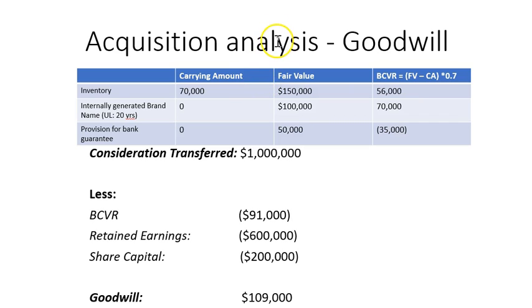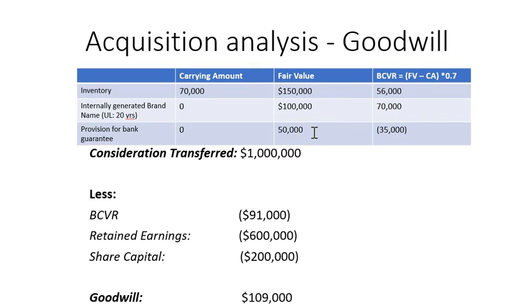So we start off with our acquisition analysis. Again, we need to calculate the BCVR for each of the assets and the one liability here at the bottom. So for inventory, that's fair value minus carrying amount multiplied by 0.7. So we've got fair value being 150,000 minus 70,000 gives us 80,000 multiplied by 0.7, it's 56,000. Here, 100,000 minus 0 is 100,000 multiplied by 0.7 is 70,000.